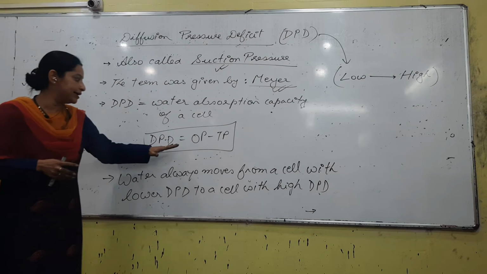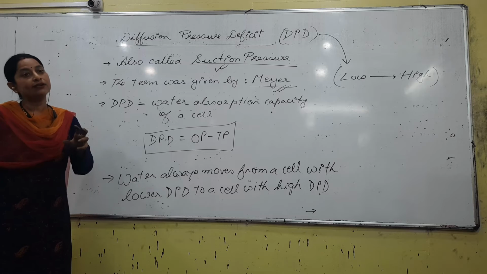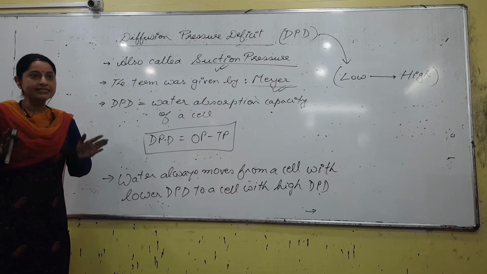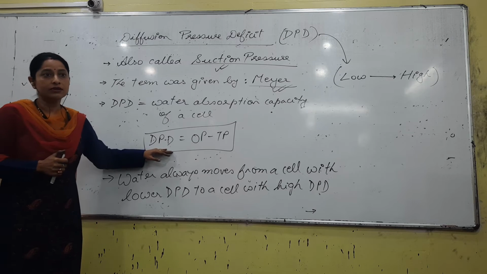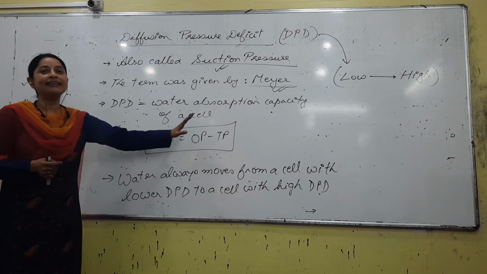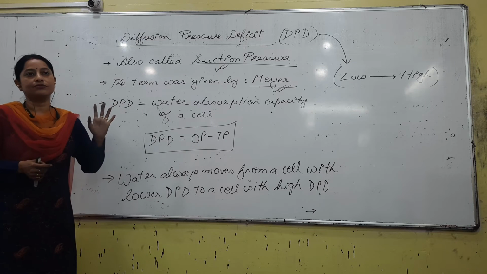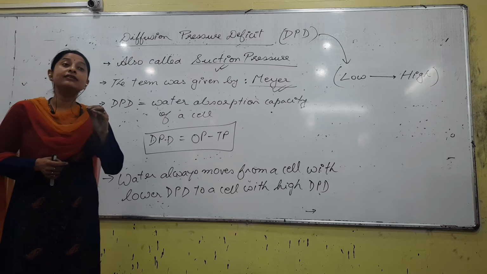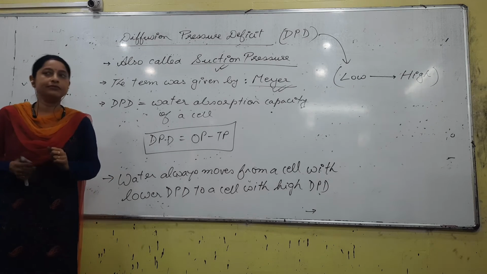So you calculate the OP of a cell, you calculate the TP of a cell, minus it down, you get the DPD. DPD is the concentration of solutes. It only looks a bit complicated, it is nothing but the concentration of the solutes. By studying the solute concentration of a cell, we will know whether the cell will absorb water or not. That's all.